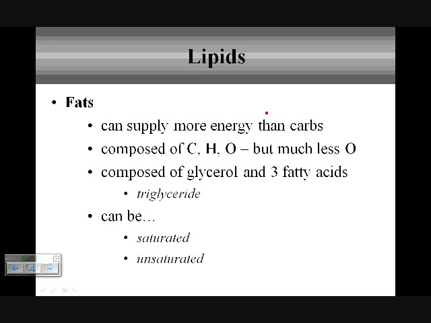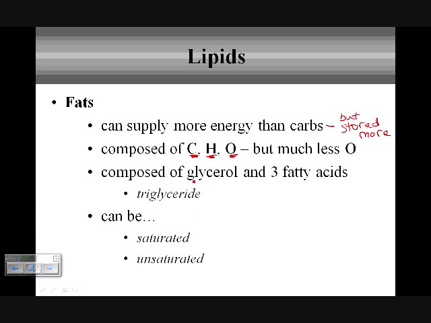So fats, all right? We should know that they're going to give more energy than carbs. But they're stored more as well. All right? So although they're going to supply more energy than a carbohydrate is going to, any excess is obviously going to get stored, so that's a negative side. Again, composition, carbon, hydrogen, oxygen, but they have substantially less oxygen.